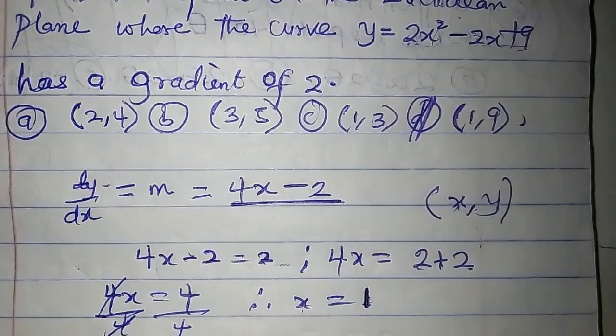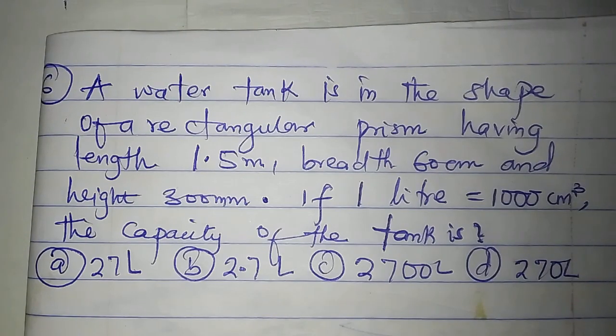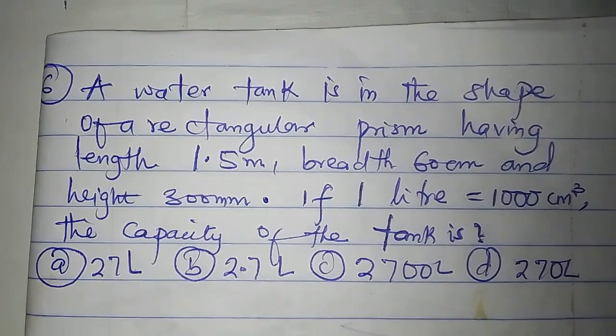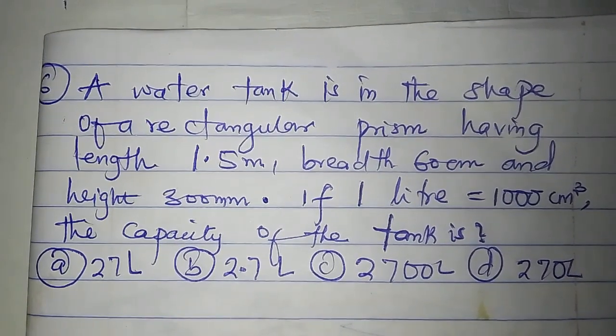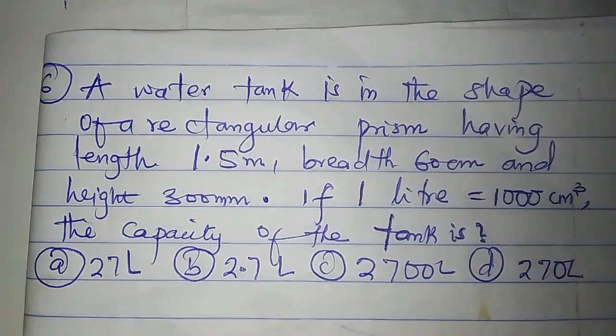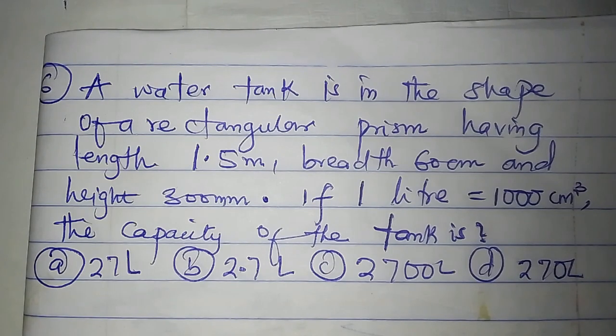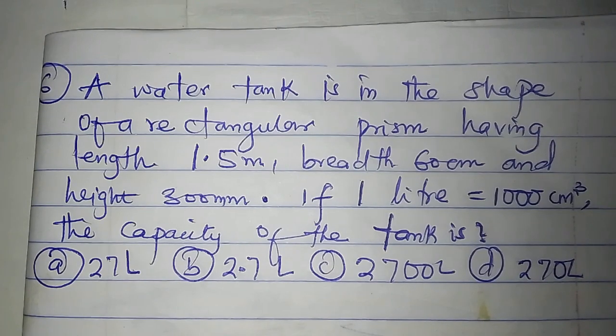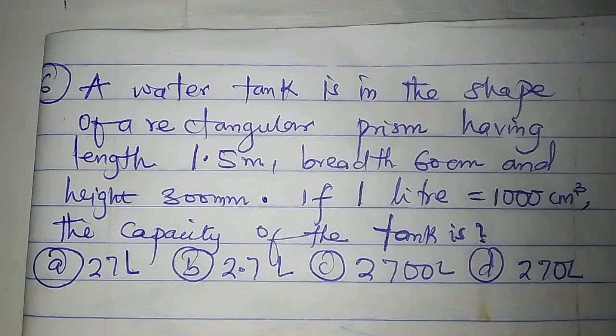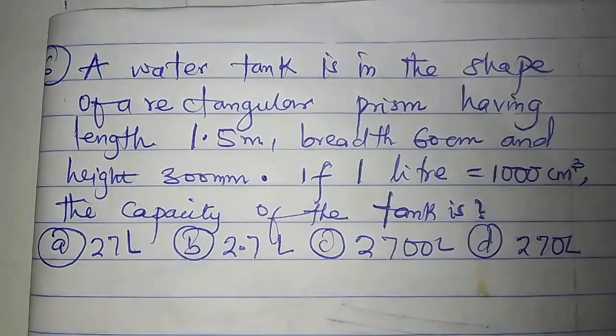Question 6 says, a water tank is in the shape of a rectangular prism having length 1.5 meters, breadth 60 centimeters, and height 300 millimeters. If 1 liter is equal to 1000 centimeter cube, the capacity of the tank is, okay, let's quickly solve.